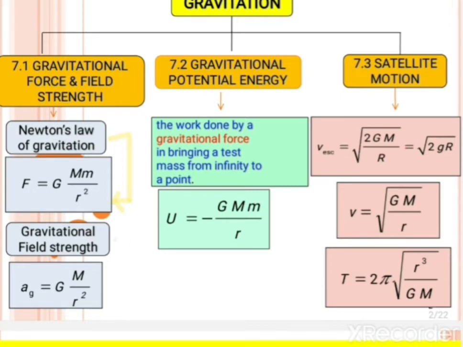In this subtopic also, we will learn about gravitational field strength. The formula is Ag equal to Gm over r square. For subtopic 7.2, gravitational potential energy means the work done by a gravitational force in bringing a test mass from infinity to a point. The formula is U equal to negative G m m over r.